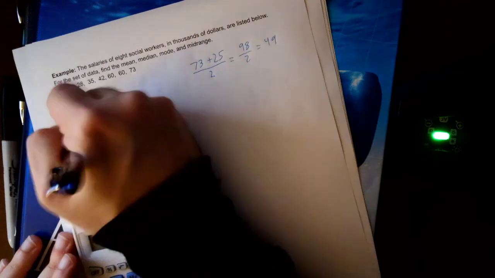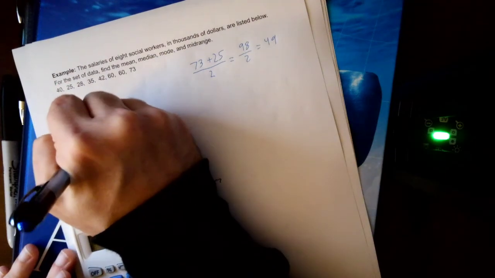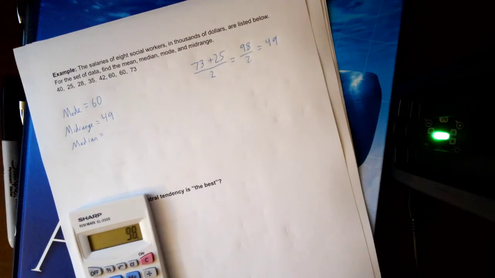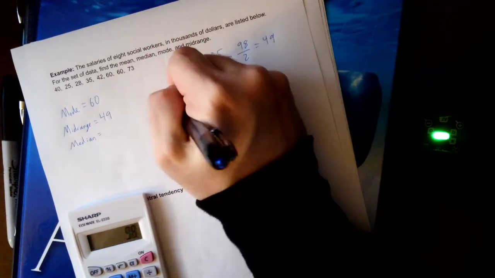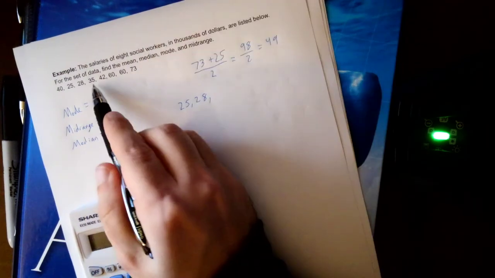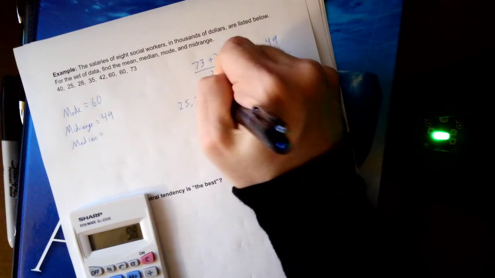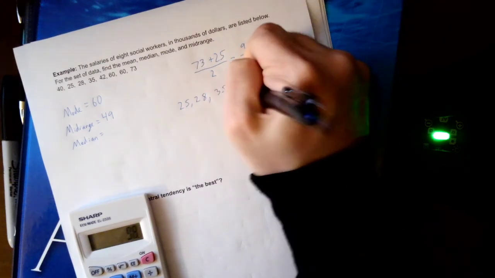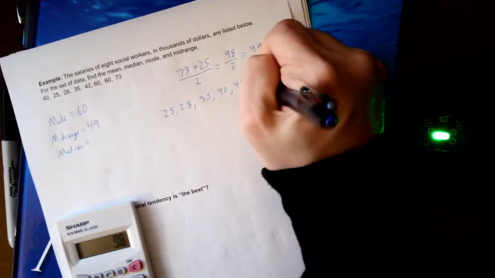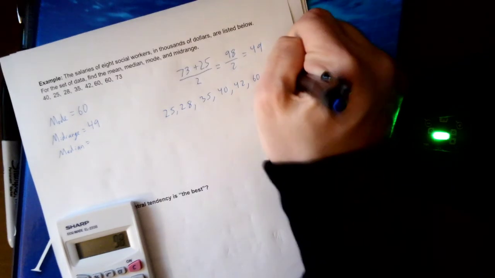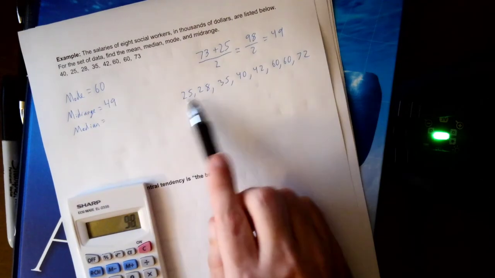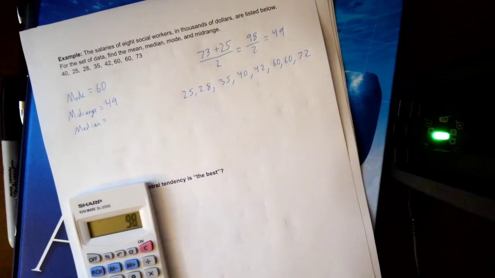Next, I'm going to do the median. Why not? The first thing for the median is I need to put my numbers in order. Well, 25 is the smallest, then 28, then 35, then 40, then 42, then 60, then 60 again, then 72. Right? And then I double check. There's supposed to be 8 of them. 1, 2, 3, 4, 5, 6, 7, 8. I've got all of them.